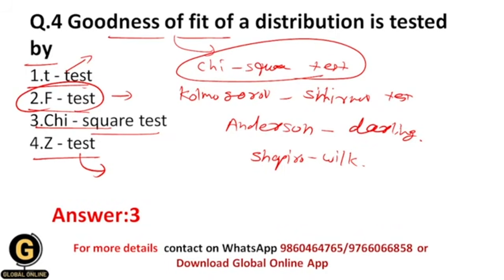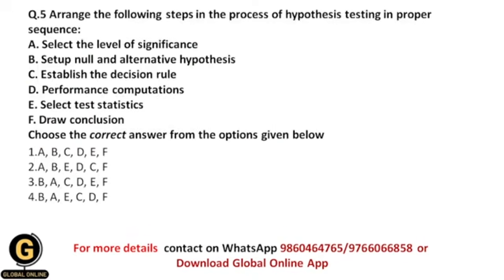So it is similar to T test only, and that's why your correct answer over here should be 3, that is chi-square test. Next is arrange the following steps in the process of hypothesis testing in proper sequence. Now over here they have given us the steps of a hypothesis testing, and we need to keep an order, or we need to show the proper sequence of these processes of hypothesis testing. So now let us see what are the different steps they have given us.